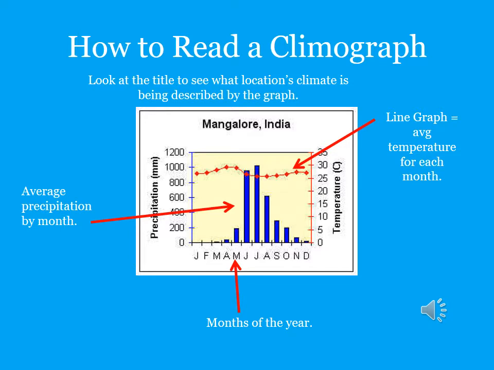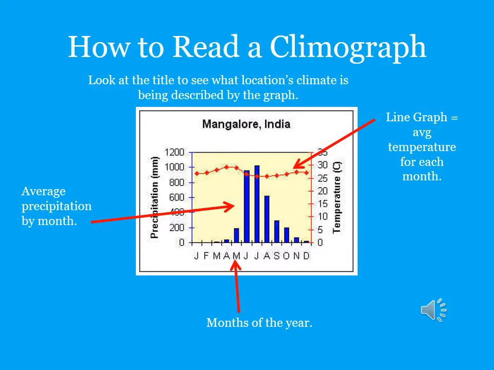Okay, so when we study climate, we want to be able to read a climograph, and this basically gives us an idea of temperature and precipitation over time. If you notice, at the bottom of the climograph are the months of the year, the blue bar graphs represent the precipitation, and then the line graph is the average temperature for each month.